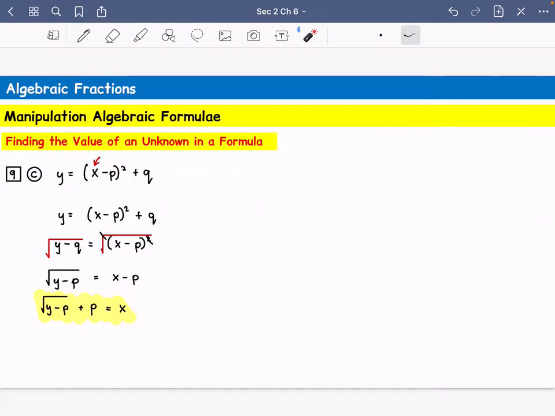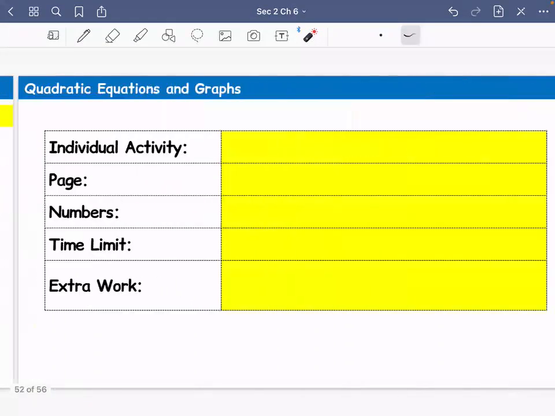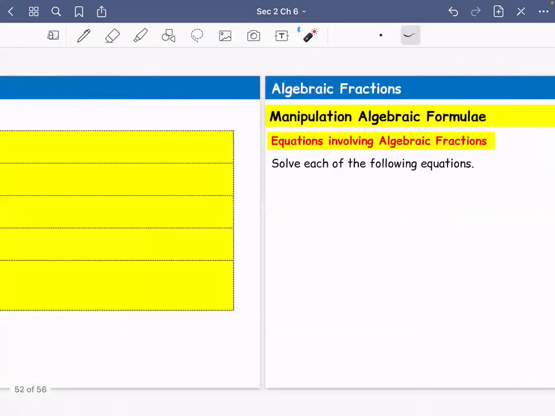Okay, so that's number 9. After this, we have 2 more examples. If you go back to page 157, there's one more type of question there. It's about equations involving algebraic fractions. I know you have learned this from Sec 1 because we just finished this last chapter with the Sec 1s.